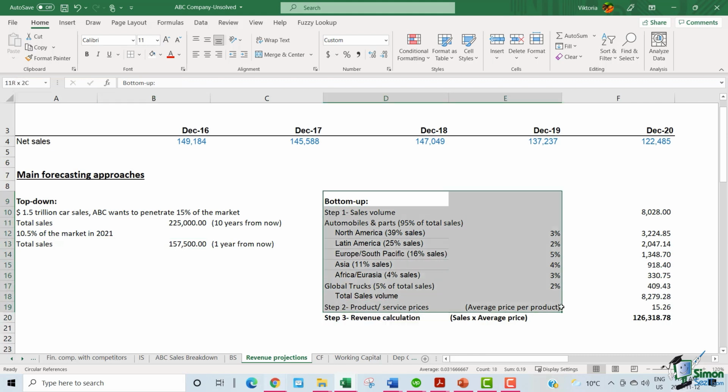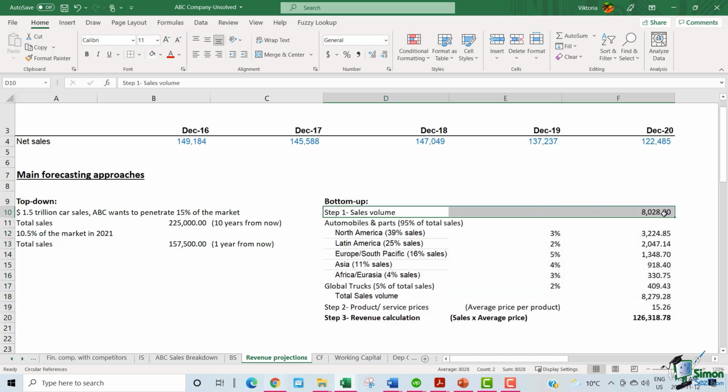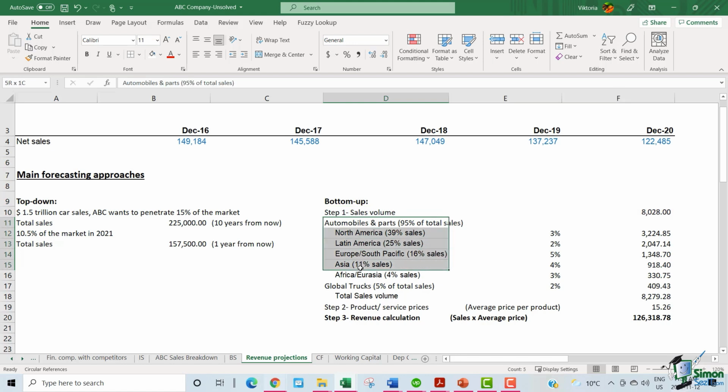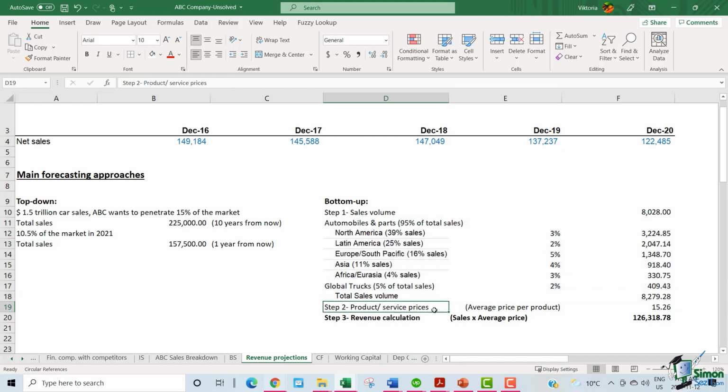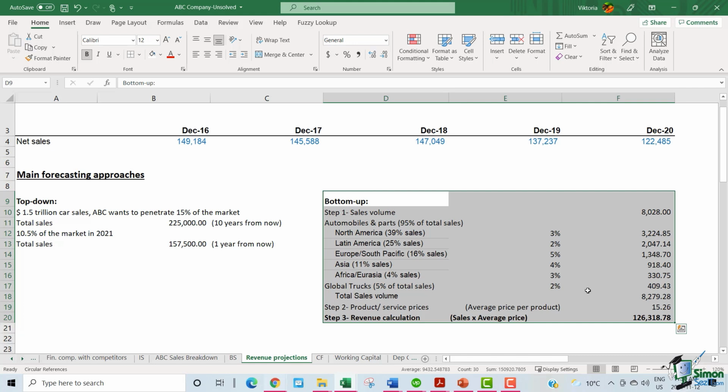In the bottom-up approach, however, this was a slightly more granular calculation where we had a look at the sales volume in 2020. Then we calculated the proportion of sales per segment and the growth rates to arrive at the total sales volume. We then calculated the average price per product to arrive at the revenue for next year. For sales forecasting purposes, the bottom-up approach can give a more structured, realistic perspective. And that's why we will be using the bottom-up approach to forecast sales for ABC.